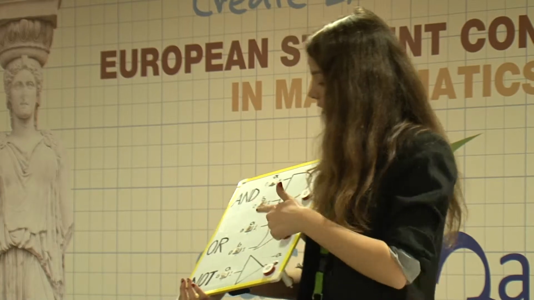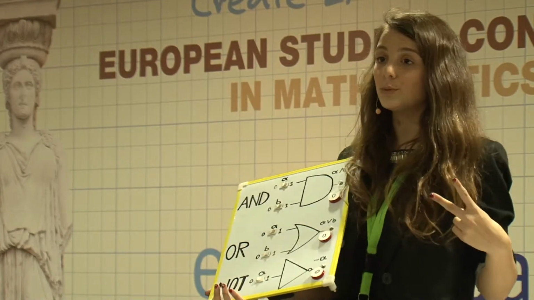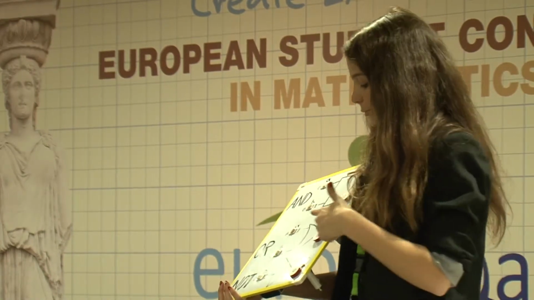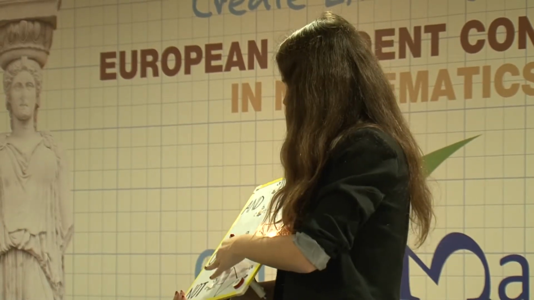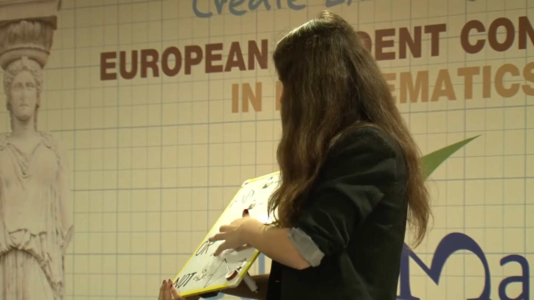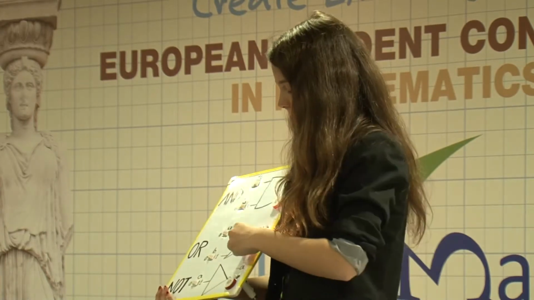Next up, we have the OR gate. The OR gate receives two inputs and produces an output. The output can be 1 when A is 1, B is 1, or both of them are 1.